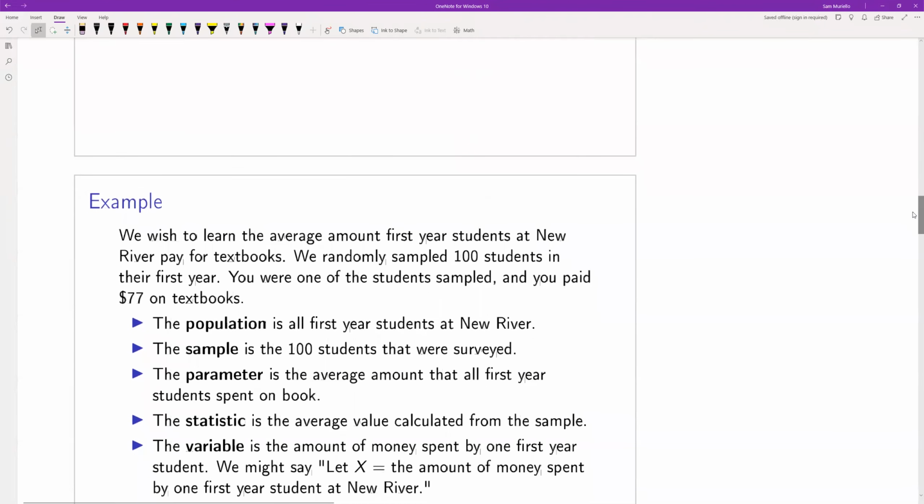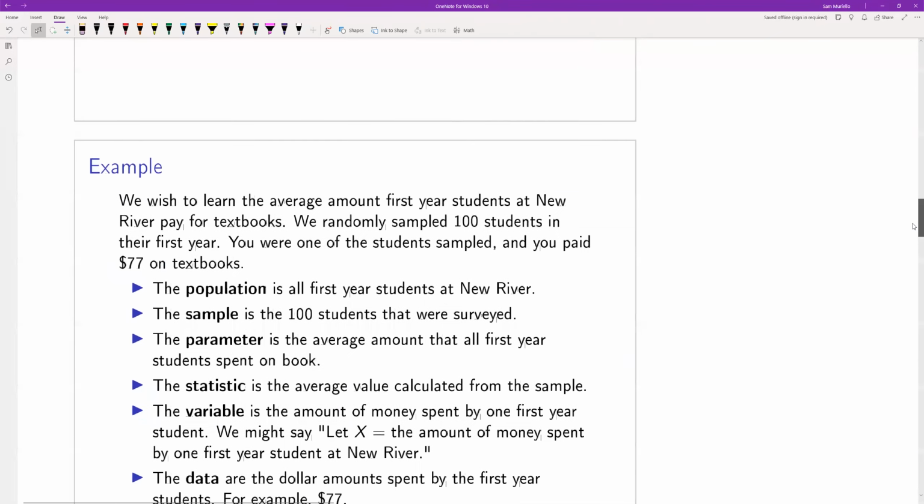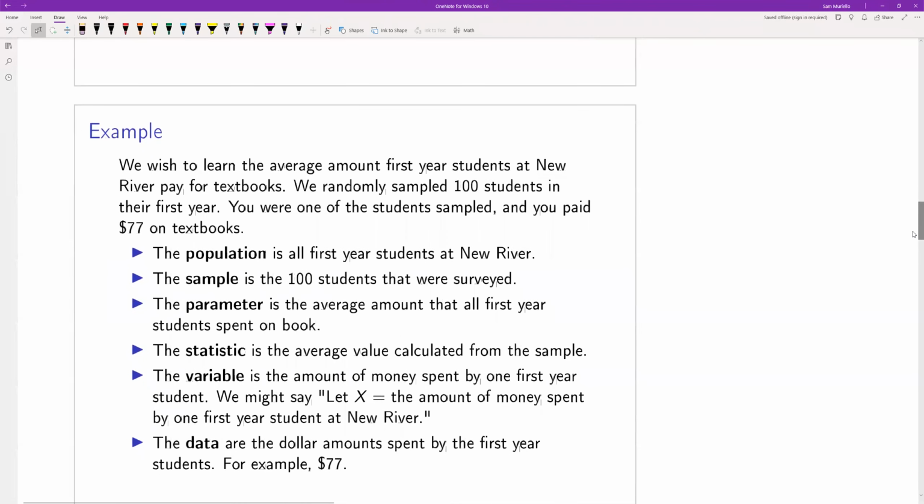The variable would be the amount of money spent by a single student. For example, we might say more formally, let X equal the amount of money spent by one first-year student at New River. And the data is the actual amounts of money collected from an individual student. For example, the data that we collected from you would be $77.